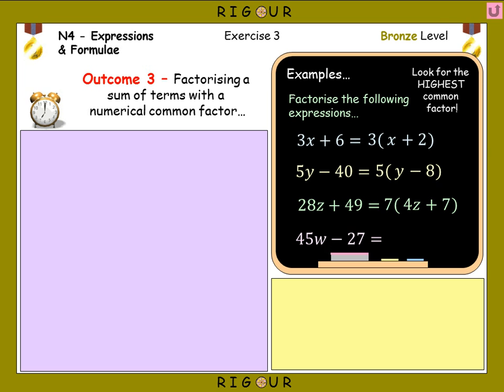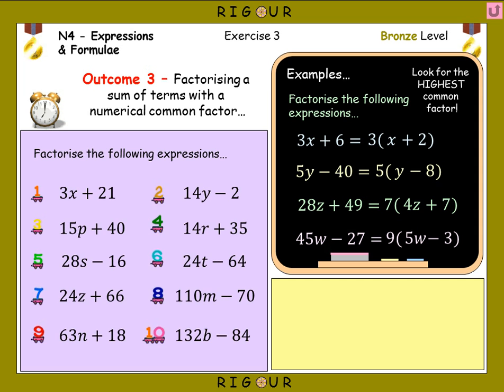And our final example of the day, 45w minus 27, so the biggest number we can divide by here is 9. So 9 times 5w gives us 45w, and 9 times minus 3 gives us minus 27. So here's 10 for you to try. You're going to factorise each of the following expressions, and if you're working on these at home, pause the video now.